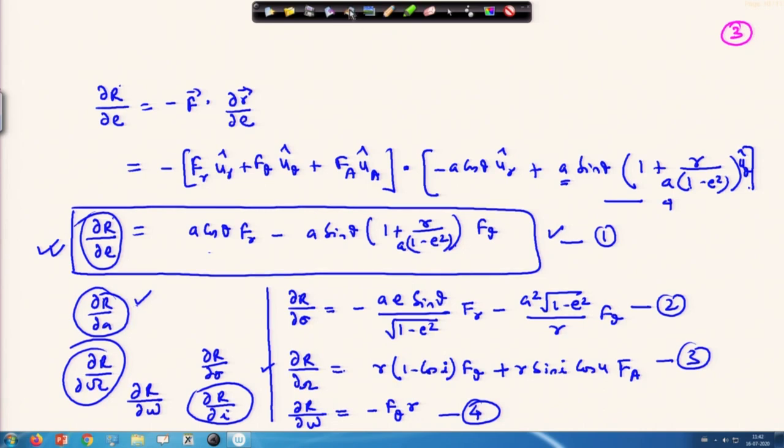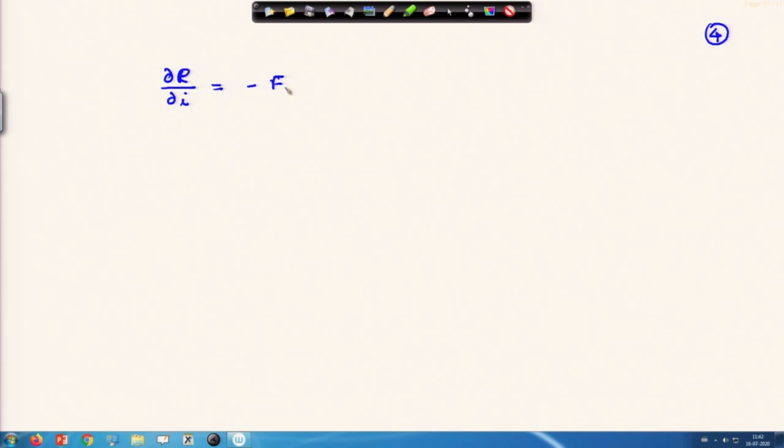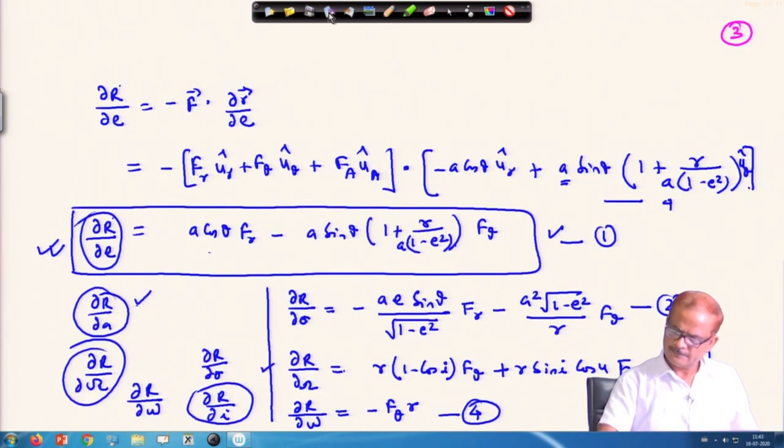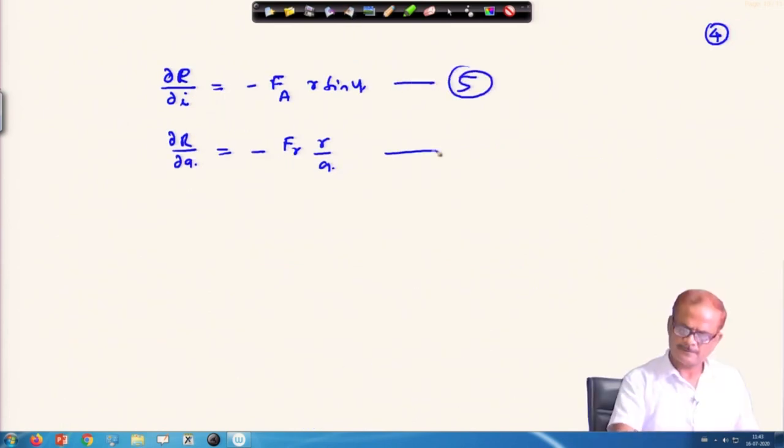So, previously we have derived, so again we will summarize here in this place, ∂r/∂i and ∂r/∂a we have written as f_r times minus f_r times a, perhaps. So, ∂r this is minus f_r times r by a. So, we have 1, 2, 3, 4, this is 5 and 6.